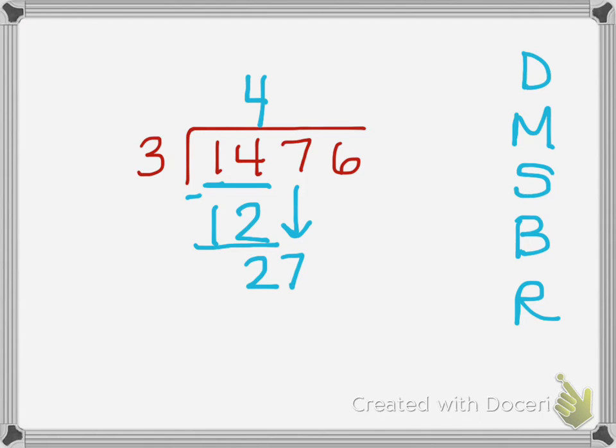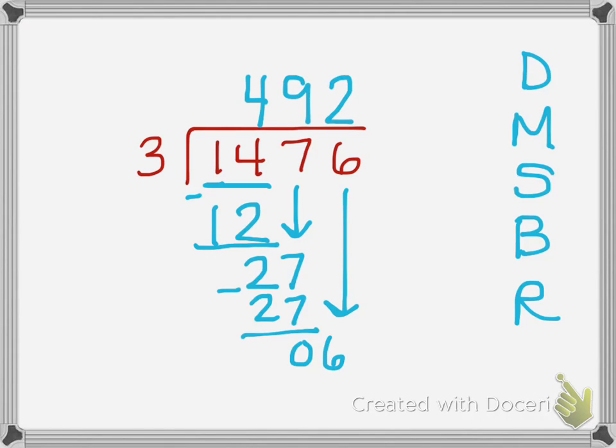Bring down. 3 goes into 27 9 times. 9 times 3 is 27. Subtract. Bring down. 3 goes into 6 2 times. 2 times 3 is 6. And I end up with 0. Again, no remainder. 3 goes into 1,476 exactly 492 times.